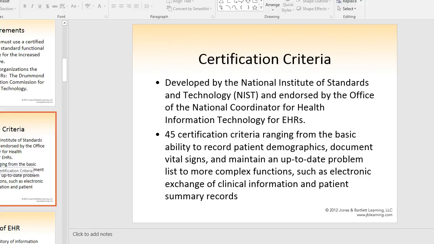There are 45 certification criteria ranging from basic stuff, right? So you can record and update patient demographics, document vital signs, maintain up-to-date problem lists, to more complex stuff such as electronic exchange of clinical information and patient summary records.